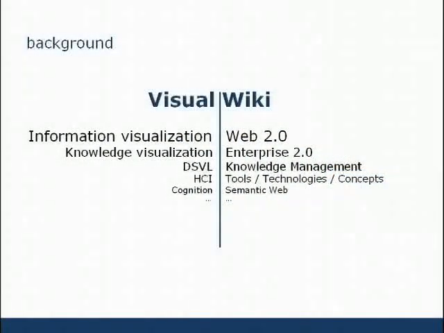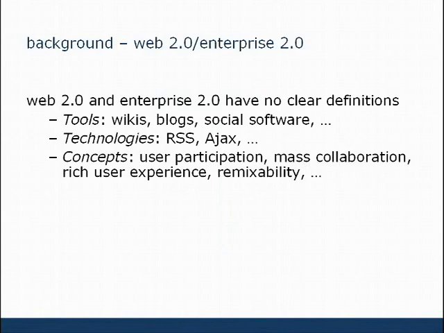If we look on the wiki side, of course, wikis are wrapped up with the whole Web 2.0 and moving into the business side, Enterprise 2.0, knowledge management as an alternative to the more formal approaches to knowledge management, and then underpinning that a whole lot of tools, technologies, concepts, the semantic web, and so on. So what we're trying to do and what we're aiming for with the Visual Wiki is to try and marry these two concepts together.